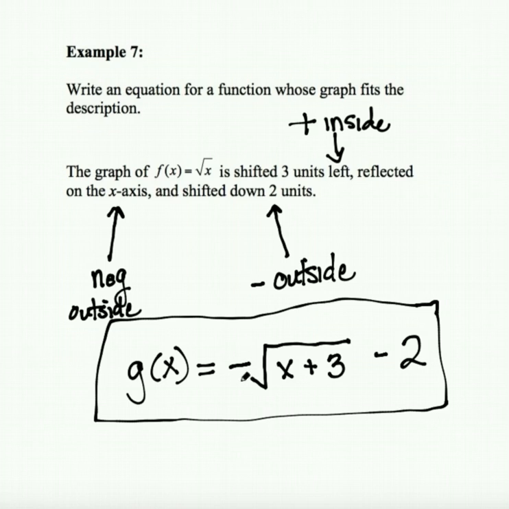This negative out in front gives us a reflection across the x-axis. This plus 3 on the inside is going to shift us to the left 3, and this minus 2 on the outside is going to shift us down 2.